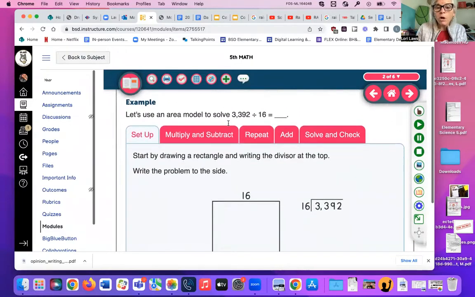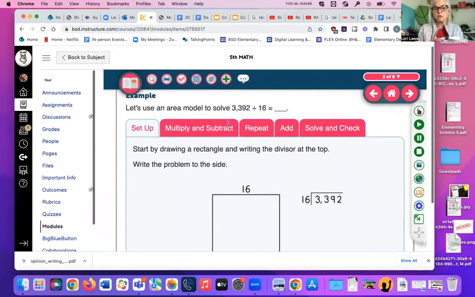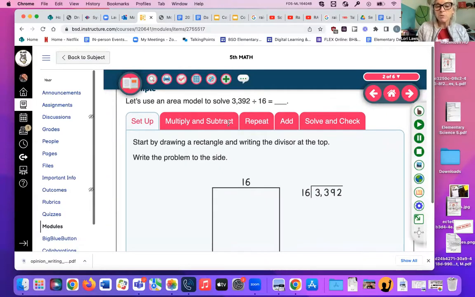So let's look at this horrible looking problem. 3,392 divided by 16. Let's have everybody write that number down. So draw a rectangle and write the divisor at the top. So write 16 at the top. Everybody should be doing that right now. Make a rectangle, put 16 at the top.